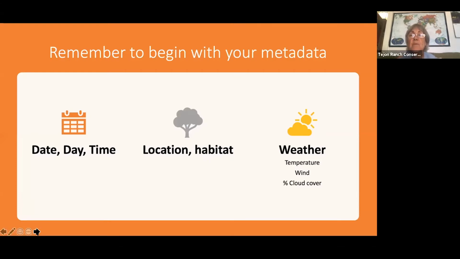Remember to begin with your metadata. Your metadata is that heading: the day, the date, the time, your location, which includes the habitat, and the weather at the time of your study, the temperature, the wind, the percent of cloud cover. Add more interesting things to your metadata, and you'll find that those headings are going to be more fun to look back on. Who were you with? What did the air smell like? If it was springtime and you're in a field of wildflowers, it's going to smell different. Or maybe you're in that field of wildflowers and you're hearing the buzz of pollinators. Those kinds of things are fun to add to that metadata.